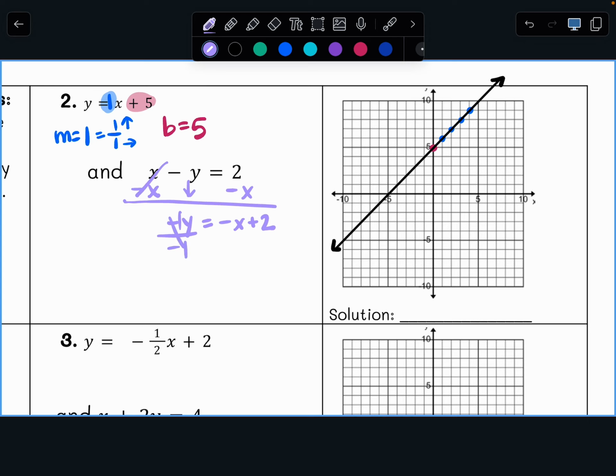Divide by -1. Y equals x minus 2. So B is -2. Plot that on the y-axis. And M is 1. So rise over run is 1/1.